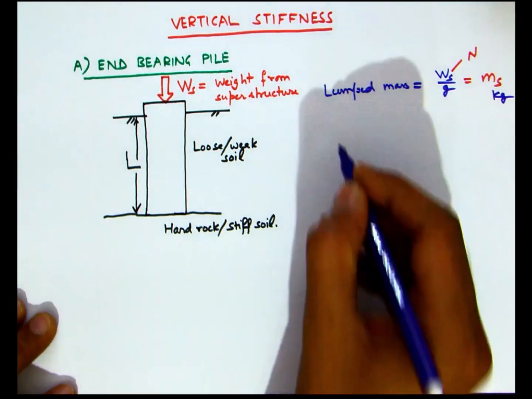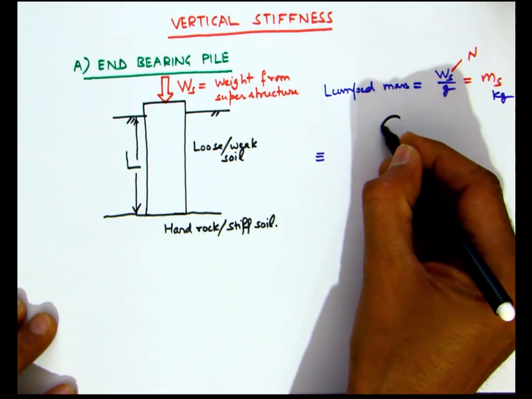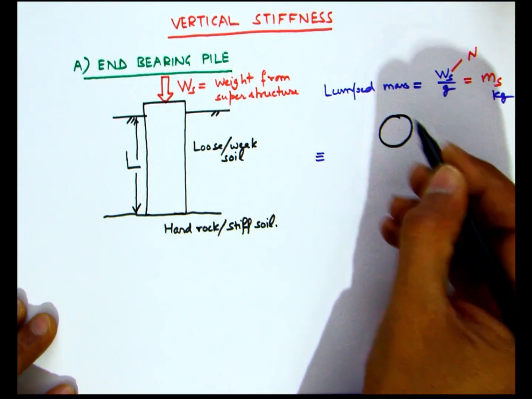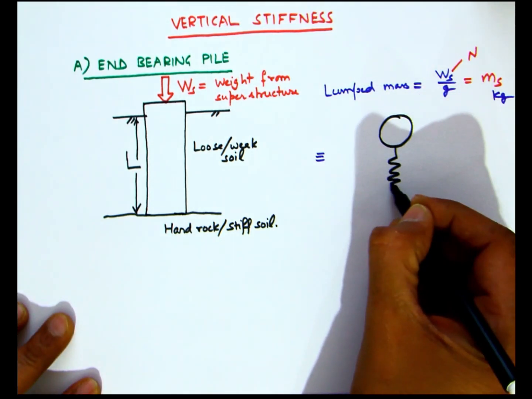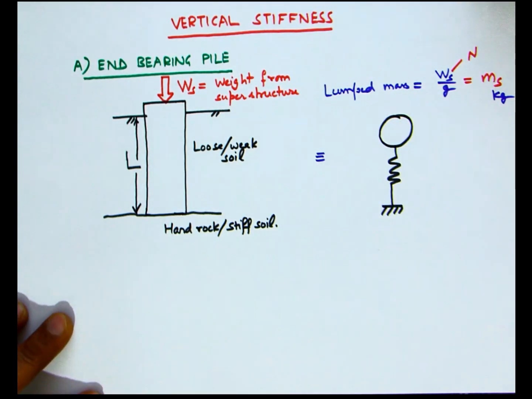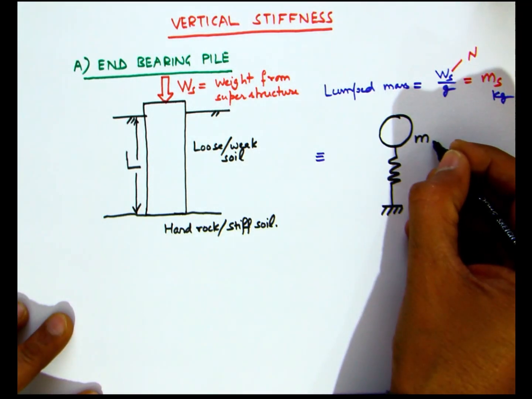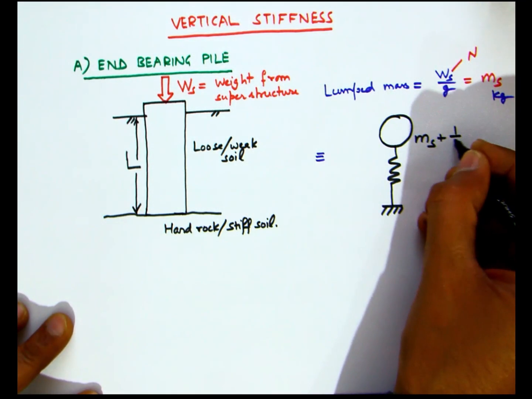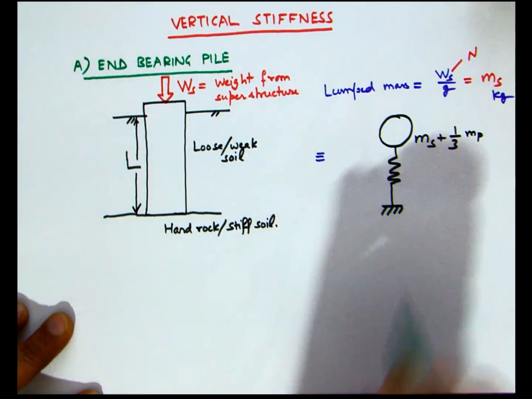Then for the pile, which has its own self weight, we consider 1/3 of the mass of the pile to be lumped at the top. So essentially we can idealize the pile like a spring with a mass at the top equal to ms, that is from the superstructure, and 1/3 of the mass of the pile itself.